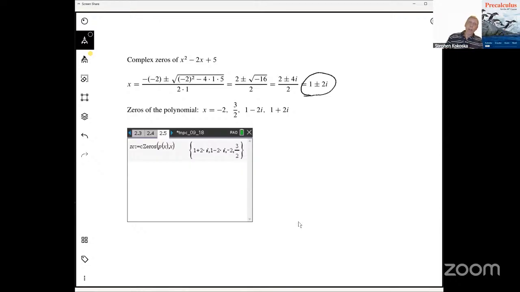It has a built-in function called cZeros. So it will actually find all of the real zeros and complex zeros. And I did the same thing here. I stored them all in a list in case I wanted to refer to one later on. And there they are: 1 plus 2i, 1 minus 2i, -2 and 3/2.